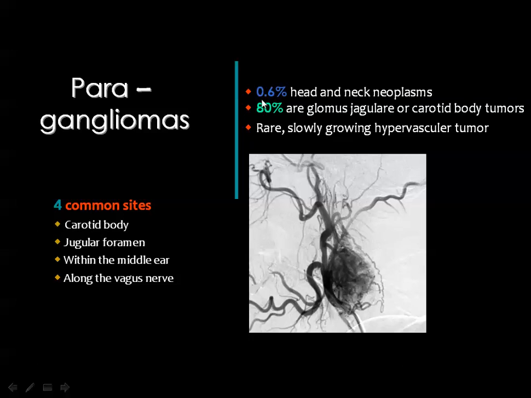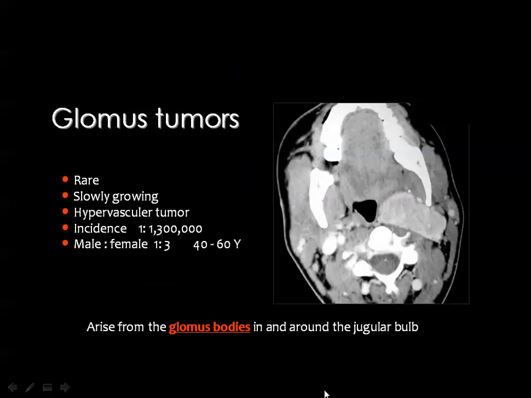This will represent about 0.5 or 0.6% of the head and neck neoplasms, and most of the lesions are in the side of the glomus jugular and the carotid body tumors. They are slowly growing hypervascular lesions, and if you have an angiogram, you can see extensive vascularity. Also in the CT, you see prominent enhancement. And the glomus tumors are seen in the head and neck at the 4 common sites, as I have mentioned.